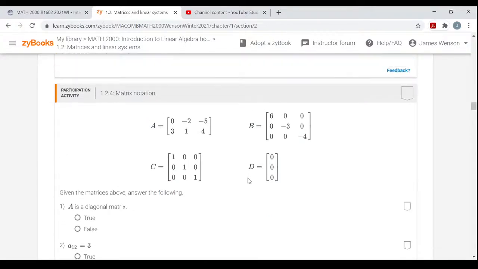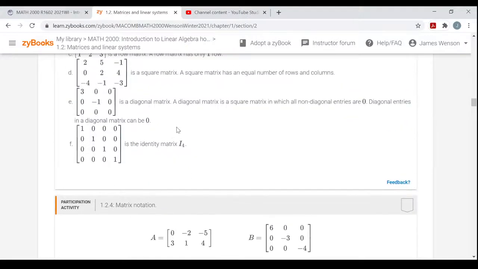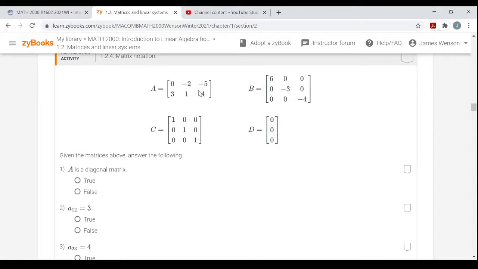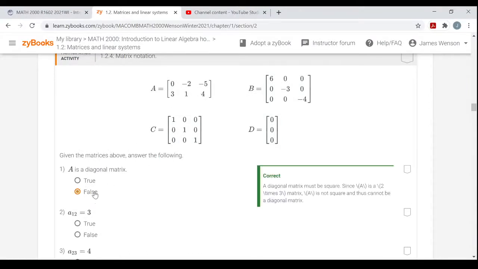All right, so activity. Again, I'm not going to do all of them, just a couple. So here's your matrices here. A is a diagonal matrix. No, first of all, a diagonal matrix, by the definition here, right, it has to be a square matrix, first of all. So that's not even a square matrix, so it can't be a diagonal matrix. Right? A diagonal matrix must be square. Right? And then have 0s on entries that are not on the main diagonal.